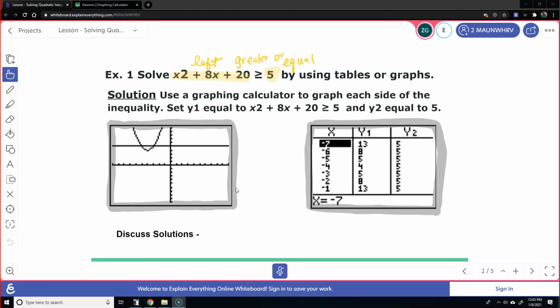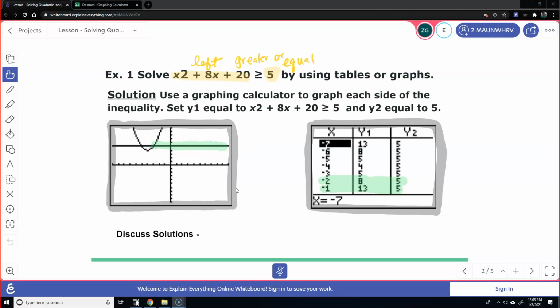In other words, I have x values, and suppose that I use x equal -1. We know that the y value is 13. Is 13 greater than 5? The answer is yes. We're going to try -2, and -2 is going to be put into the left side of the inequality, and the value that comes out is 8. Is 8 greater than 5? Yes.